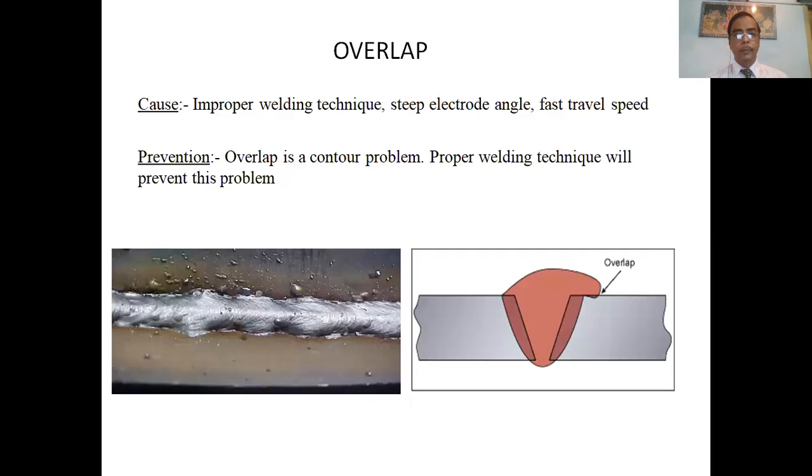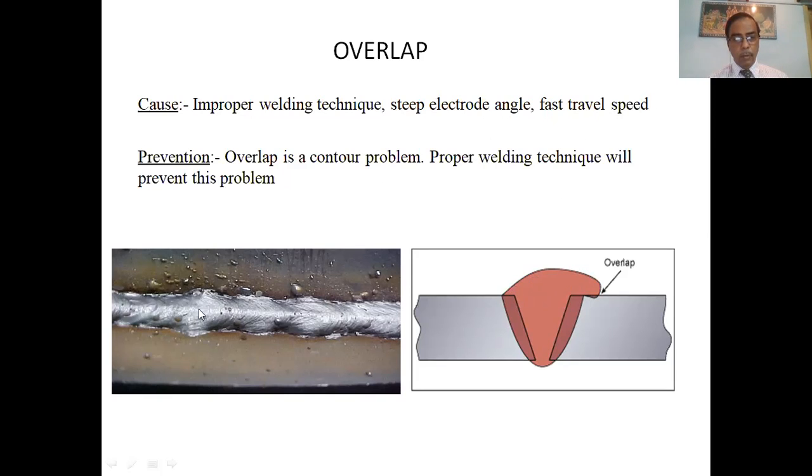Overlap. This is overlap. It should be up to this point, but it is overlap. Causes: improper welding technique, steep electrode angle, fast travel speed. Control is not there, so it was due to fast travel speed. This is overlap.